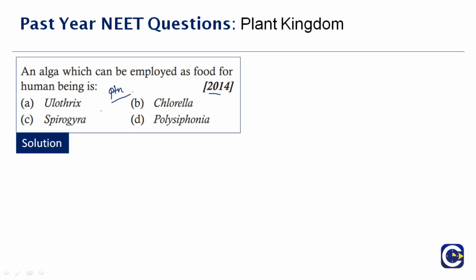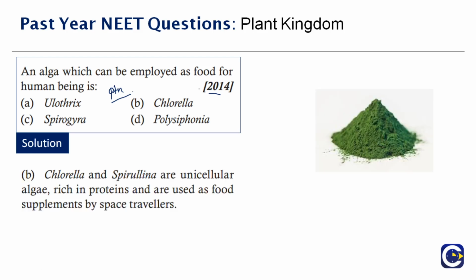Chlorella is a unicellular algae, and it is taken as a green powder. Now what all it contains, if you see, it will contain 10% minerals. I'll write it down so that you can understand.